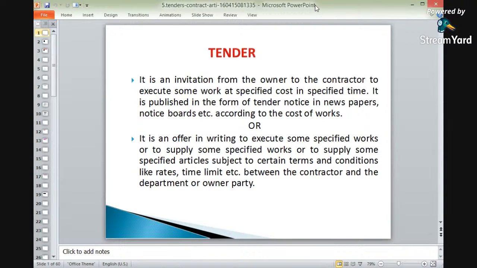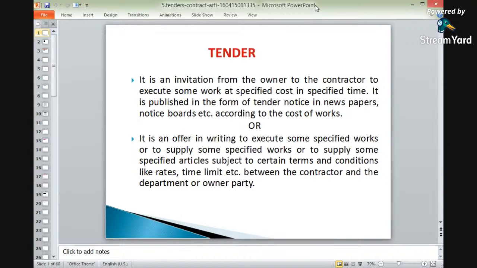It is an invitation. If we have to carry out a particular type of work with some external agency which is expert in doing that work, what are the norms, or how to deal with the work, how to carry it out? Tendering is the best process in order to carry out the work with an external agency.